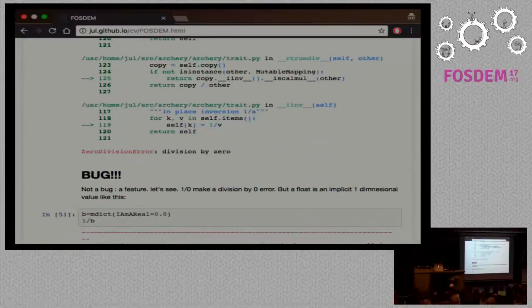Yeah, it's not a bug. It's really how it should behave. When you've got a number, you divide by 0, it's making a division by 0 exception. And if you look at it correctly, every number is in fact an implicit one-dimensional vector.